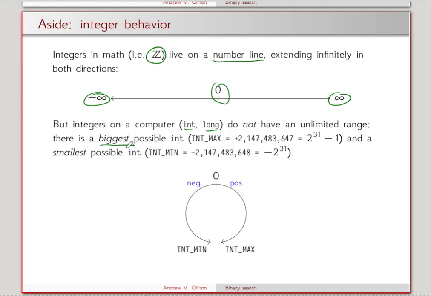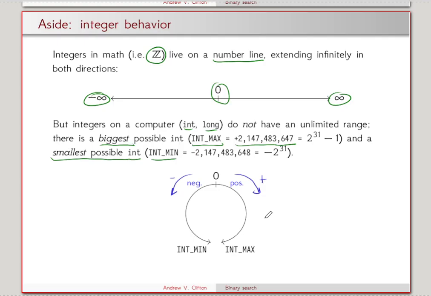So there is a biggest possible int, which has the name int max, and that is like 2 billion and change. It's 2 to the 31st power minus 1. And then there is a smallest possible int, called int min, which is negative 2 billion and change. It's negative 2 to the 31st power, right? So ints on a computer don't live on a number line. They live on a number circle. Positive is in this direction, and negative is in this direction.